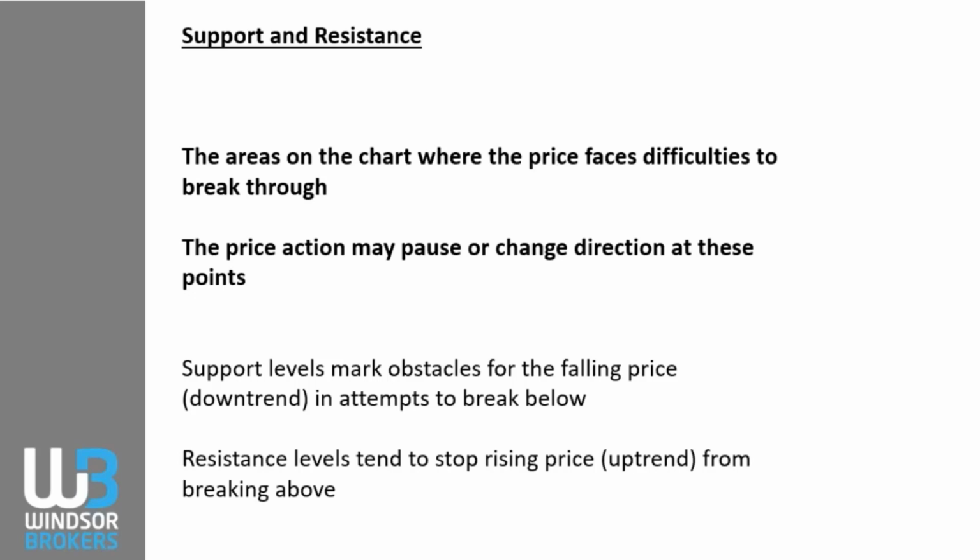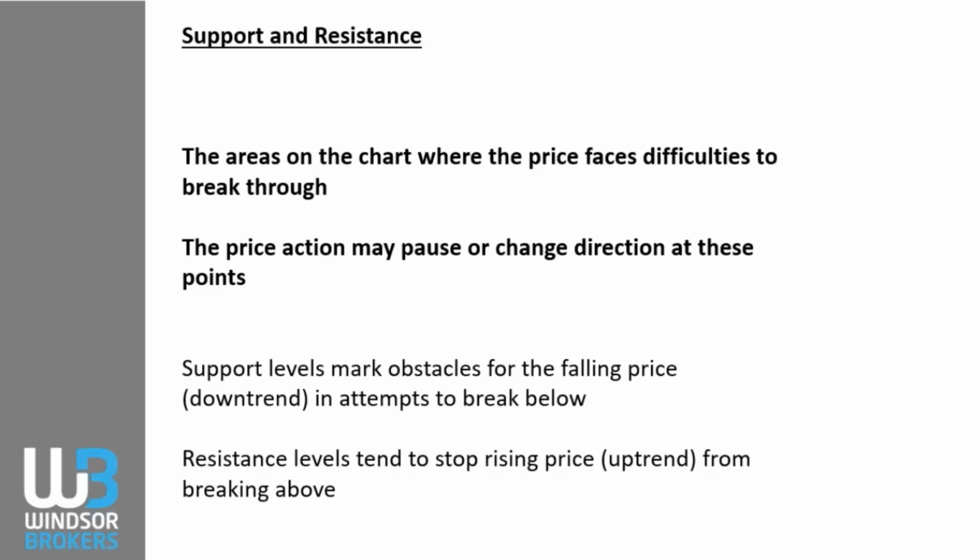Usually, we say it faces headwinds, depending again on the strength of the level, support or resistance, and may stay in some consolidation before making a final decision. Let's call it this way. So either it will change direction at these points, in other words reverse, or it's going to break and continue the existing direction. Support levels mark obstacles for the downtrend, for falling price, which attacks these levels in an attempt to break lower, while on the other side resistance levels tend to stop rising price and the uptrend from breaking above.